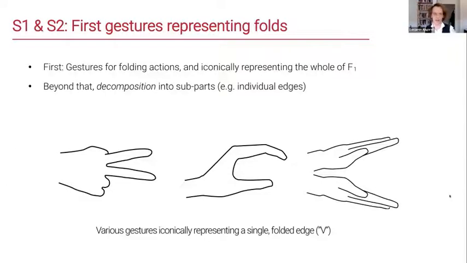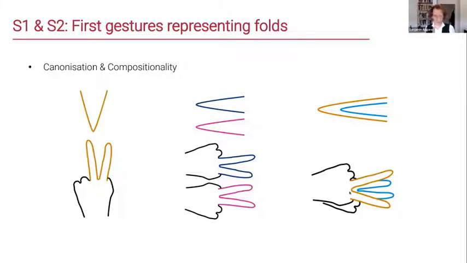Initially, the first gestures that represent folds started with the first fold. You can literally represent that with your hands, right? Like this or like this. This is the whole structure of a sheet of paper that's been folded once in terms of the edges you can see. So we saw all these kinds of variations. But very quickly, they canonized it and settled on using this one.